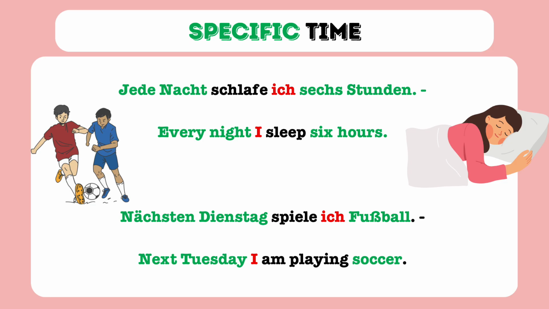Nächsten Dienstag spiele ich Fußball. Next Tuesday I am playing soccer. Nächsten has an en at the end of it because, again, it's masculine and accusative.